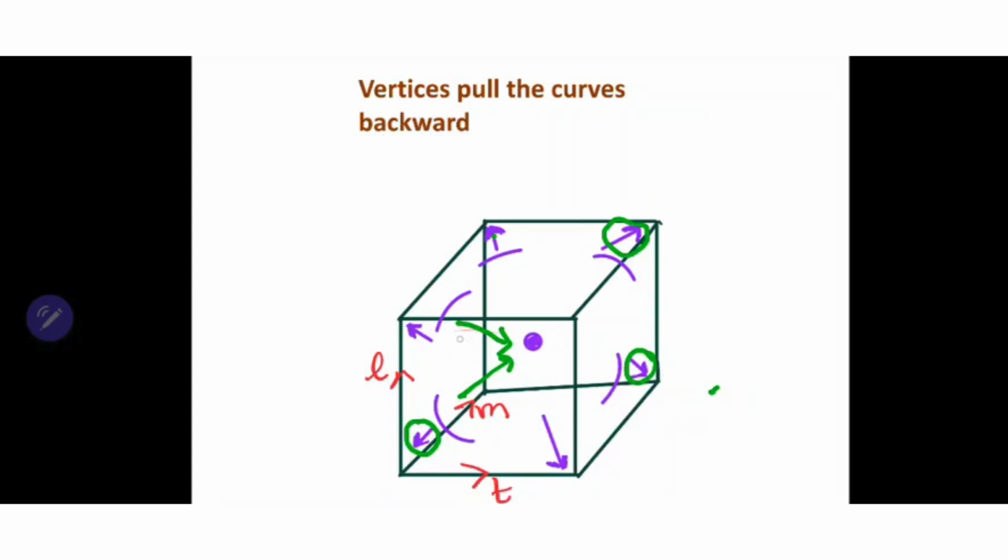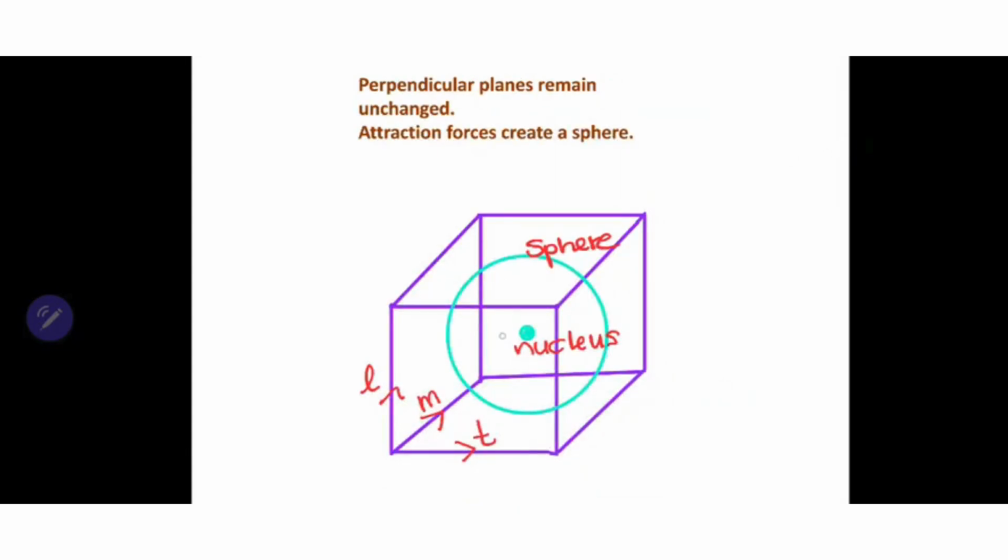As a result of these two forces, there are now two forces acting at each vertex. The nucleus pulls the vertex, and the vertex pulls the curved light, mass and time at the corners. Ultimately, due to these attraction forces, a sphere is created inside the force cube.